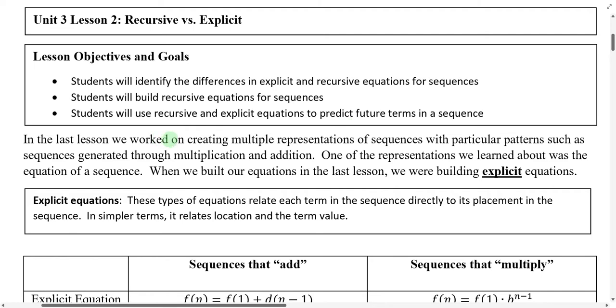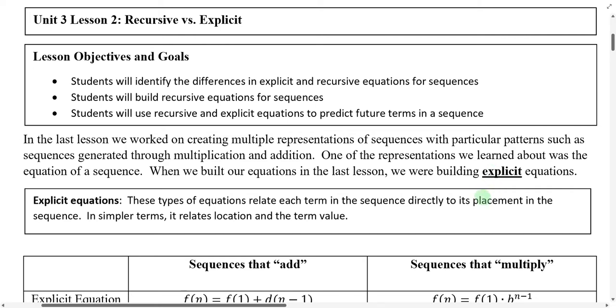We did the table, the graph, and the equation, and we did this for sequences that were generated by multiplication or addition type patterns. One of the representations we learned about was the equation, right? And this was probably the most difficult for most students that work through the lesson. Building the equation can be a little bit confusing because the format changes depending on the type of pattern that we're dealing with.